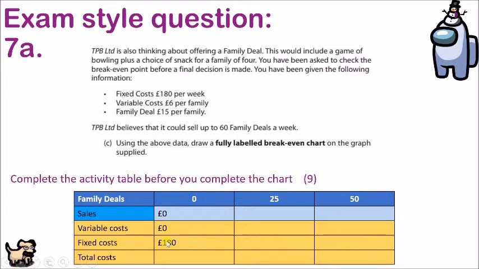Now remember, you're going to need the chart on this one because the family believe that they might need to produce 60 family deals a week in order to break even. So either your chart's going to help you, or you might even have to add an extra column onto this to get to the 60. Let's wait and see what the figures produce for us.